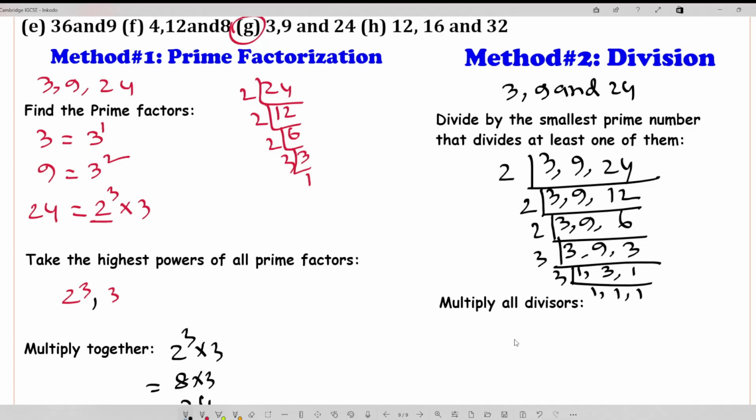So multiply all divisors. Once we multiply the divisors, we will get the LCM. So 2 times 2 times 2 times 3 times 3. So what will be the result?